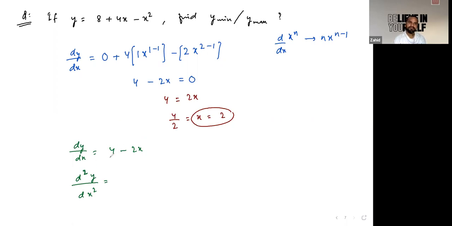In the first part, we have 4, which is nothing but a constant term, so its differentiation would be 0. In second term, we have minus 2 as coefficient. So take it outside, x raised to 1. So using formula, it will be 1x raised to 1 minus 1. So on simplifying, you will get just minus 2. Is it clear? Yes, sir.